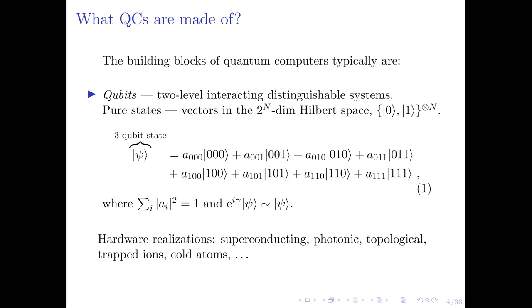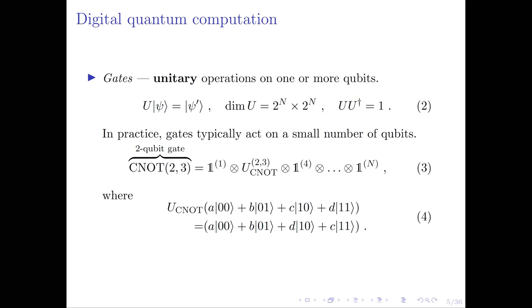Now, so we encode the information in qubits, but we also need to process the information. And we do it by applying gates to qubits. So a gate, in the most general setting, is just an arbitrary unitary operation that you can apply to this vector in the 2 to the n dimensional Hilbert space. So it's just a matrix of size 2 to the n by 2 to the n. In practice, we typically use gates which act on a very small number of factors in the tensor product state, typically gates acting on 1, 2, maybe 3 qubits.